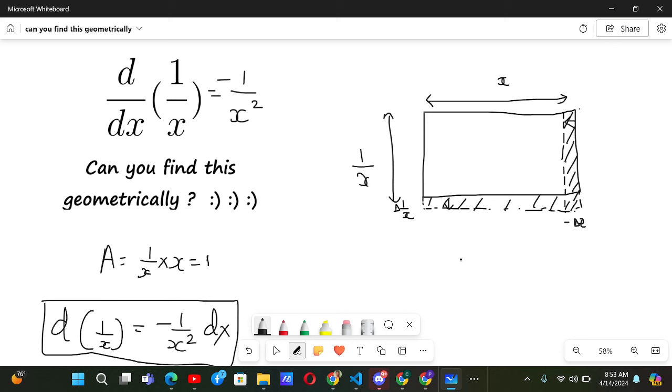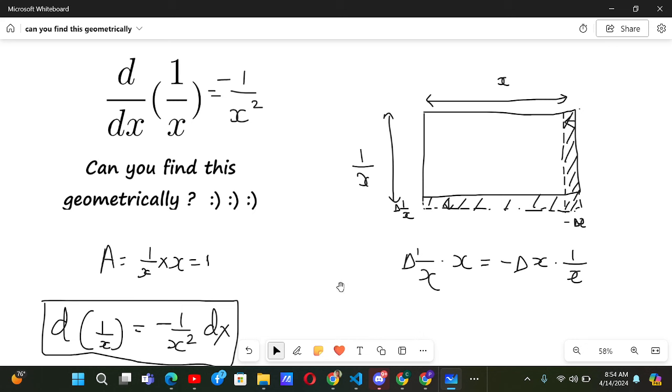So by this, what I mean is delta 1 by x times this length x, and suppose this is just a small change d and not delta, in that case this thing over here can be ignored. If the change is very small, this can be ignored. So delta 1 by x times x will be equal to the area of this rectangle, which is minus delta x times 1 by x, isn't it?